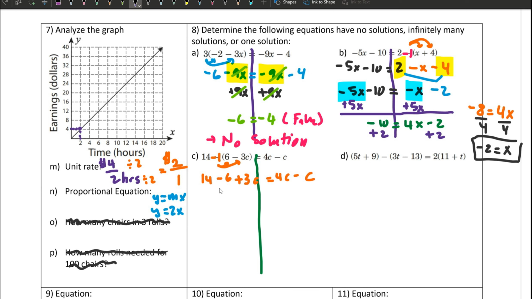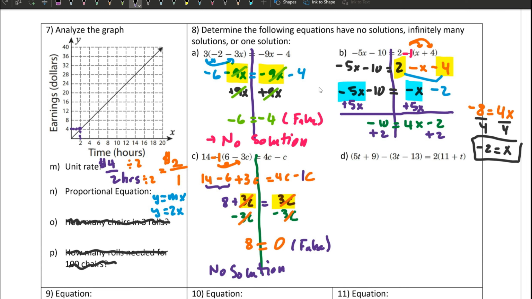Alright, then we're going to combine like terms. 14 minus 6 will give you 8 plus 3c equals 4c minus 1c, which is 3c. Okay, we have the variable on both sides, so similar concept. What you're going to do is subtract 3c from both sides to bring one of them over. But in this case both of them cancel each other out. 3c take away 3c is 0, and then bring down the 8. You have the statement 0 equals 8, which is a false statement. When it's false, it's no solution.